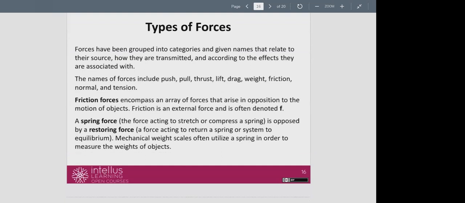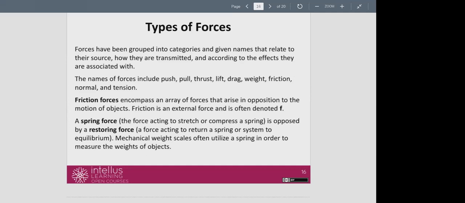Some other important types of forces that you'll come across while you are utilizing Newton's laws. And so push, pull, which we've kind of talked about. Thrust, I just mentioned from the picture of the swimmer. Lift, drag, those are forces that, when you're thinking about birds in flight, for example, or an airplane. Drag, a lot of times you'll hear drag referred to as air friction.